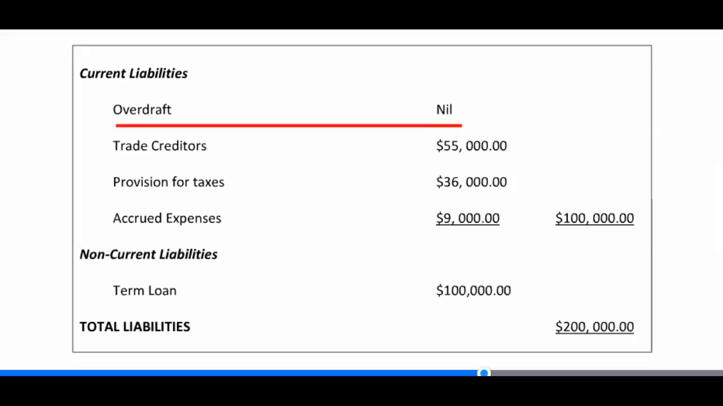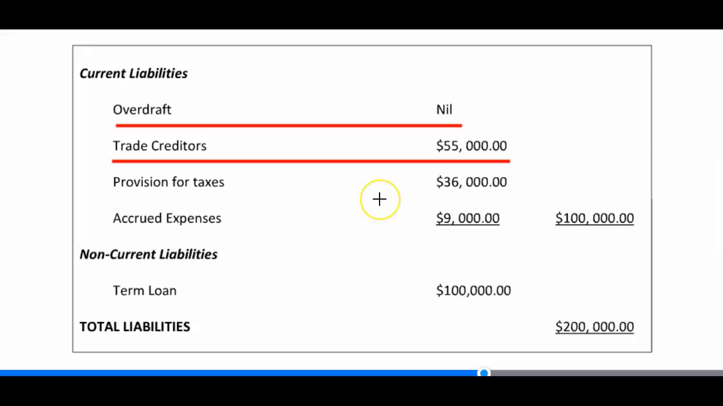Overdraft is a line of credit offered by a financial institution in excess of the business's account balance and typically needs to be repaid in a short period. In the example balance sheet, there is no amount of overdraft that needs to be serviced. Next on the current liabilities are trade creditors, which are outstanding accounts relating to suppliers or vendors. In the example balance sheet, the trade creditors amount is $55,000.